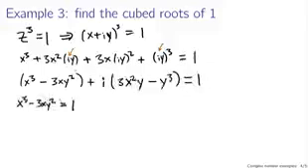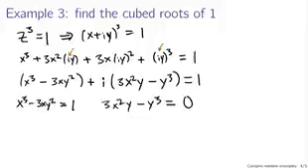And the imaginary part of the left-hand side, 3x squared y minus y cubed, has to equal the imaginary part of the right-hand side, 0. So those are our two equations. This one in particular is pretty easy to work with. We can simplify this. We can factor a y out. This is y times (3x squared minus y squared) equals 0.